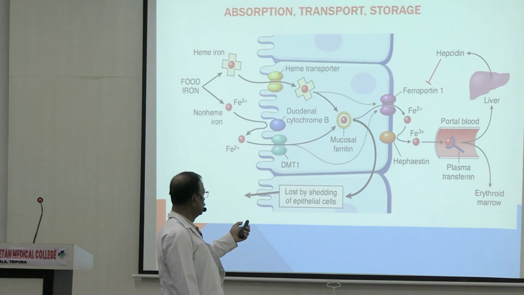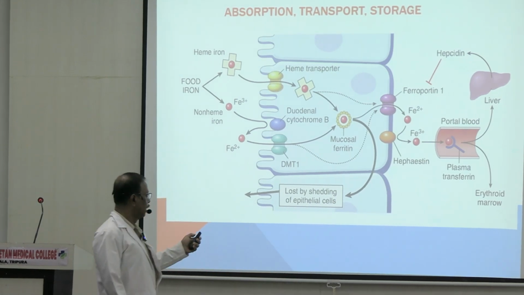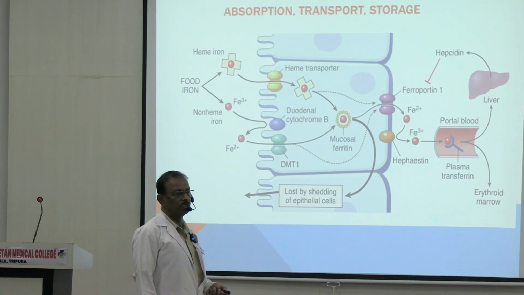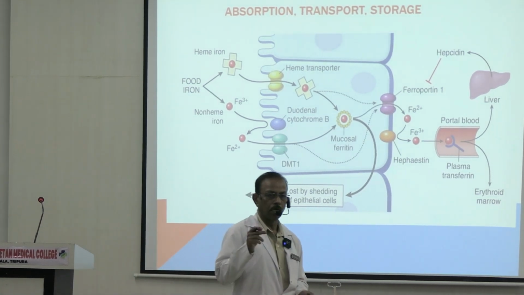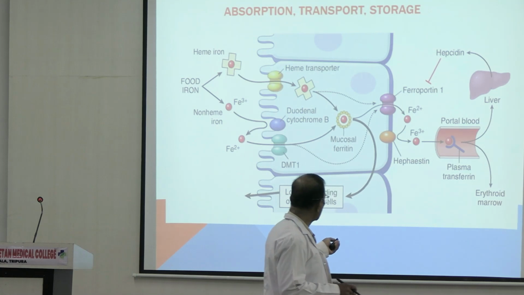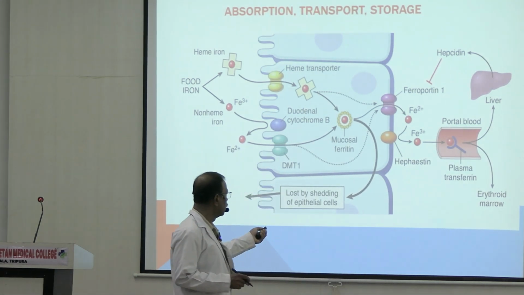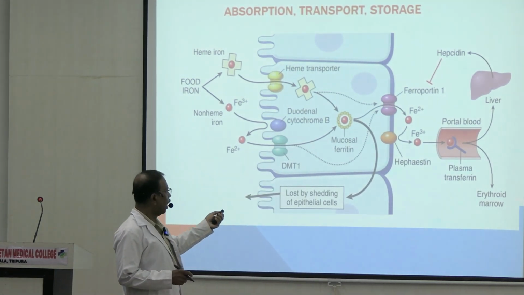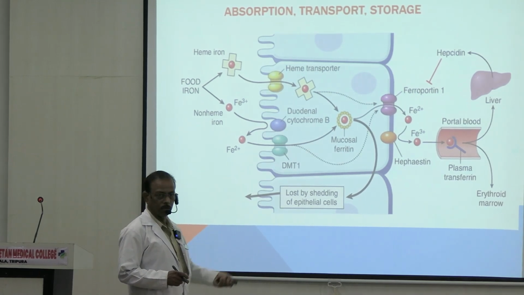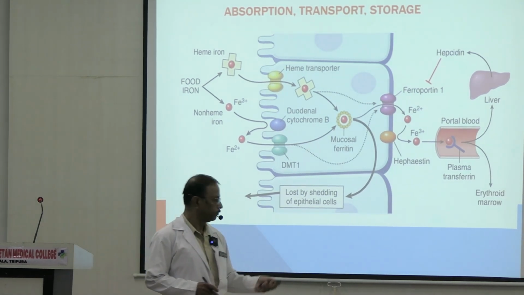This is the thing in this slide, something extra. Now this ferroportin, this is again a carrier protein for iron. This one, it carries iron from the enterocyte directly to the portal blood. Okay.